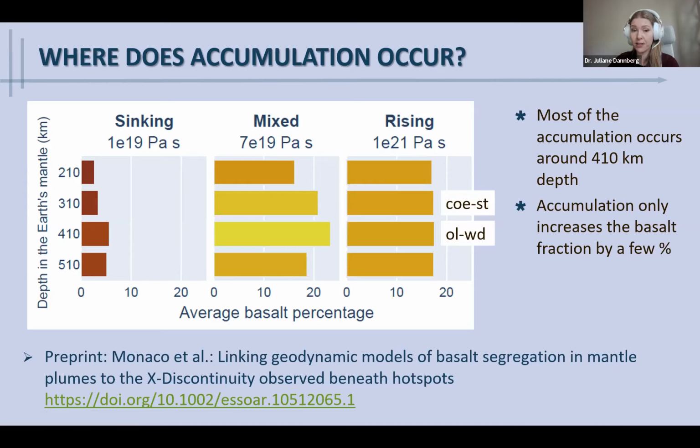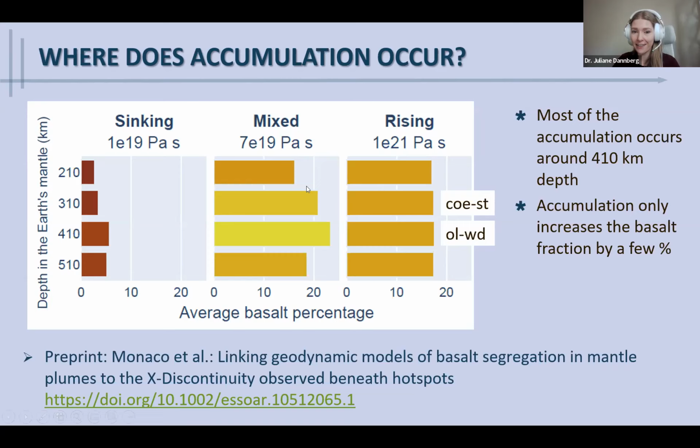And while we still have basalt accumulation around 300 kilometers depth, if we look at the absolute numbers, we can see that it's only a small percentage. So compared to the average amount of basalt in the plume, which would be around 18 or 19%, we can see that even averaged over time, even the amount of basalt at 410 would only be around 5% more. So that means if we look at the whole plume over time, we can never get from a plume that has 10 or 15 or 20% basalt to a plume that has 40% basalt.